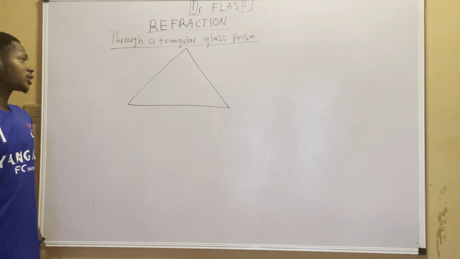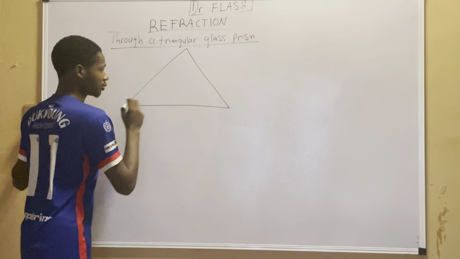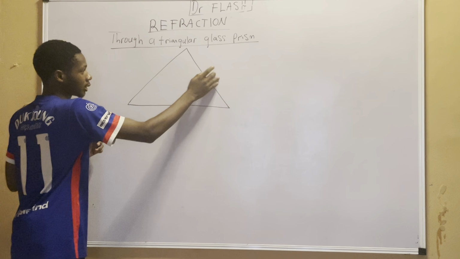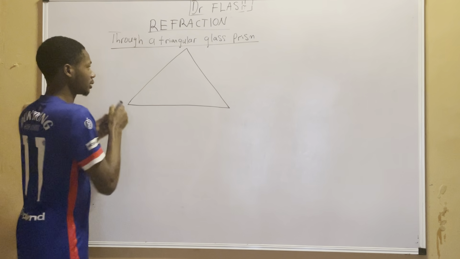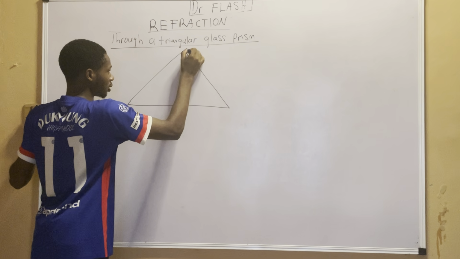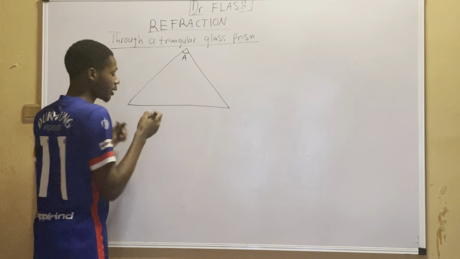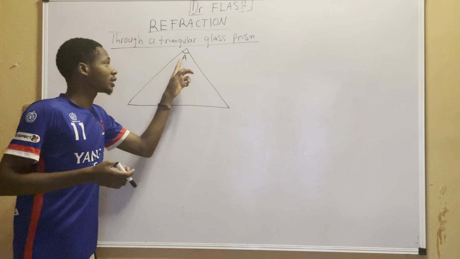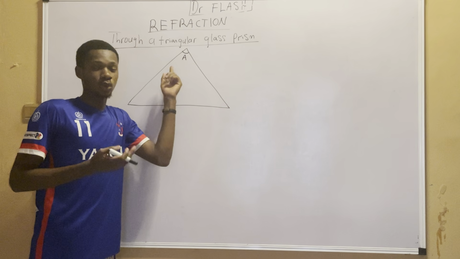Okay, now the first thing we're going to do is pass light through this prism. Okay, now I could do it in different ways. I could pass it through this end to this end, this end, it doesn't really matter. Now let's say we're having a triangular glass prism having an apex angle. Apex simply means the top or highest point. Okay, so we're having an apex angle, which is the top angle. We're going to call it A.